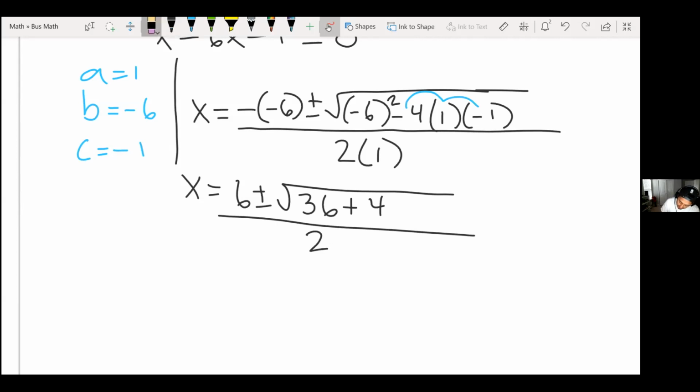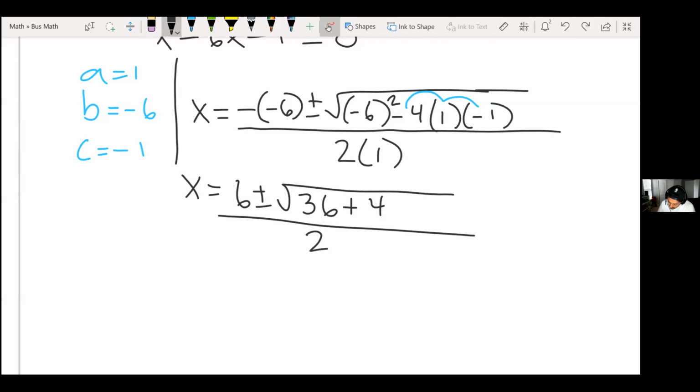Students like to make the mistake of not putting the 6, that first number, over 2. And I can't show it here. It keeps erasing that whole line because it's part. Okay, but remember, don't make the mistake of just putting the square root over 2. Everything has to go over 2, okay? All right, now we're still simplifying.